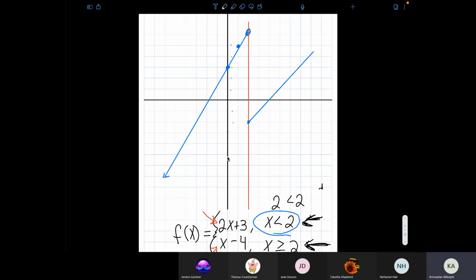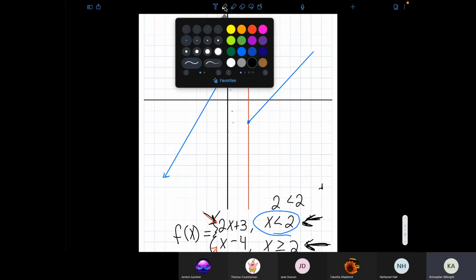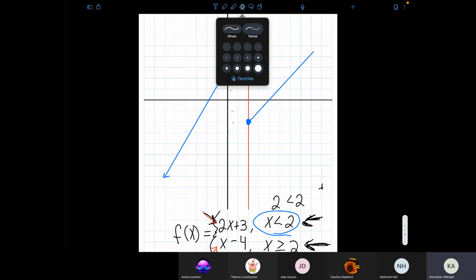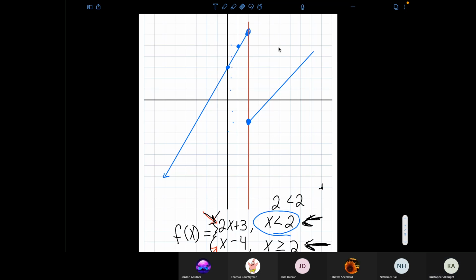We said that 2x plus 3 was only right on the left side of the line. So on the left side of the line, we leave everything for 2x plus 3. So we're going to use our closed circle here. And now we can erase our dividing line. So this is what our graph looks like for this piecewise function.